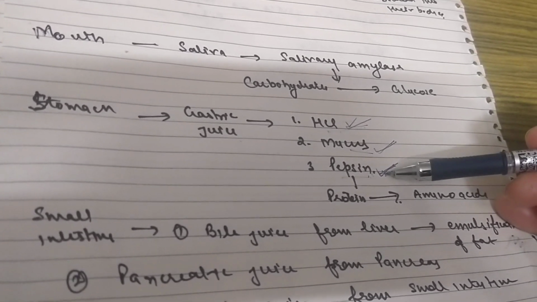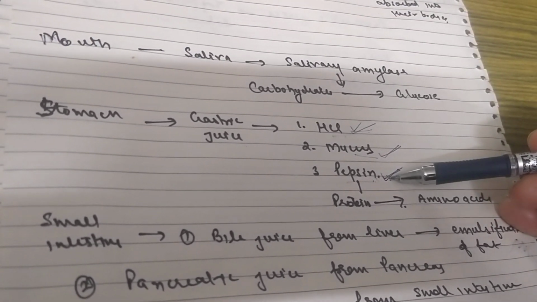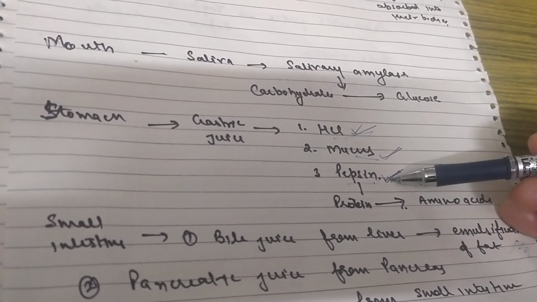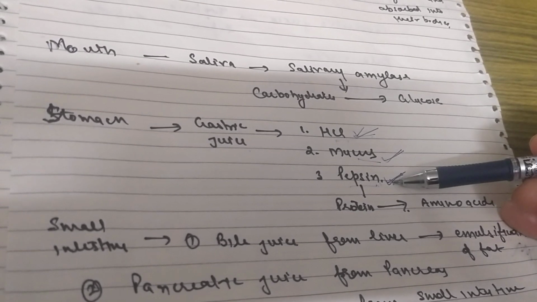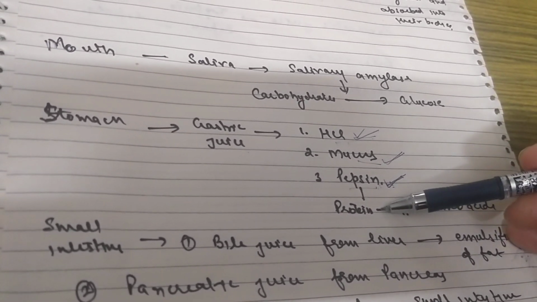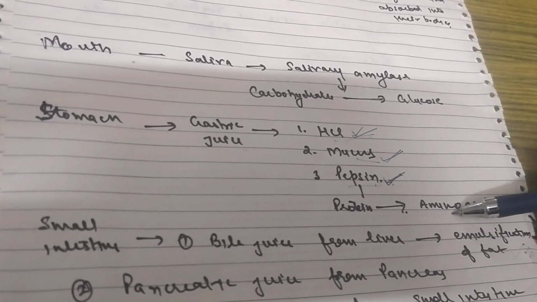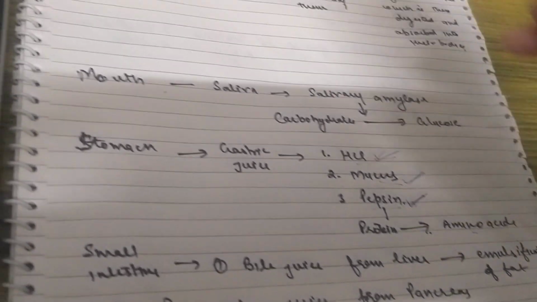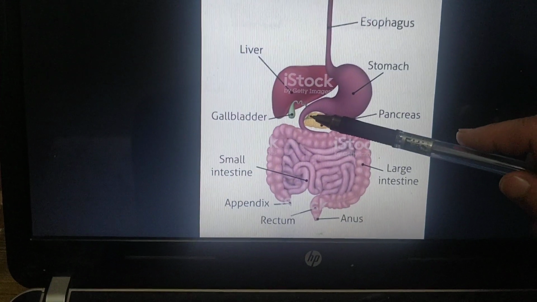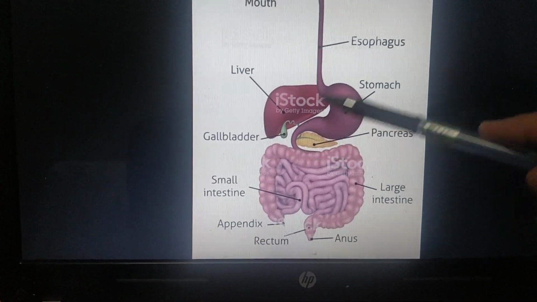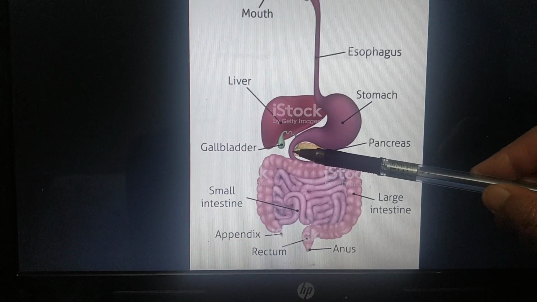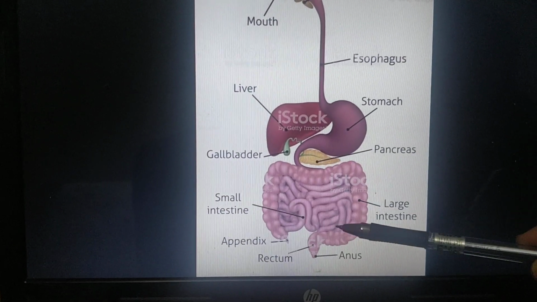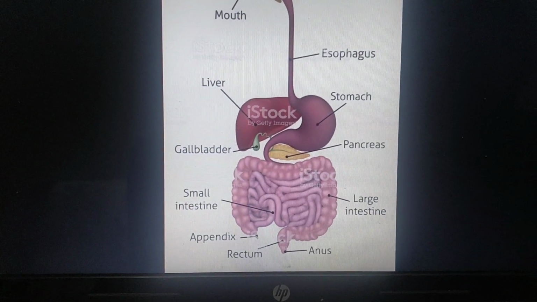Pepsin is an enzyme, a biocatalyst. Enzymes perform the main function of digestion. Pepsin acts on the proteins and converts them into simple foods, amino acids. From the stomach, the food enters into the small intestine. This is the first part of the small intestine. It is called the duodenum. Then this highly coiled structure is all small intestine.